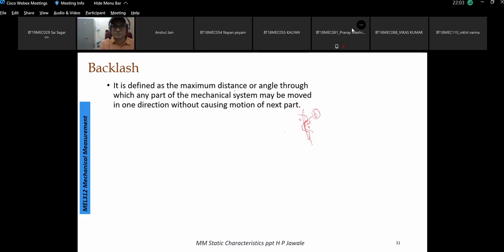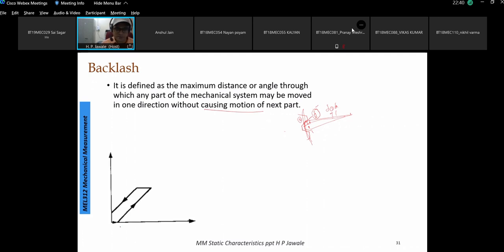So this is defined as the maximum distance or angle, if I see this in terms of the angle at the center of the gear, then corresponding to this deformation del, there will be some angle. Say I can call this del theta. So it is defined as the maximum distance, a length in terms of del or some angle, through which any part of the mechanical system may be moved in any one direction, and which is not going to result in any positive motion of the mating part, that is part number 2. That's what is told here.